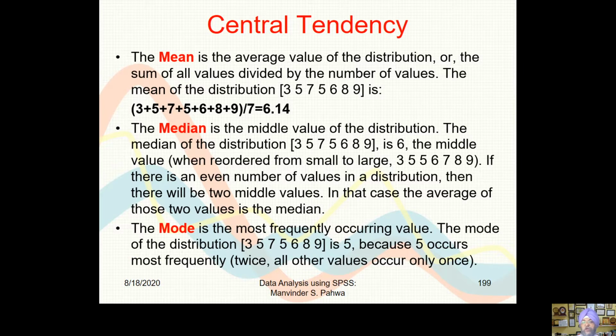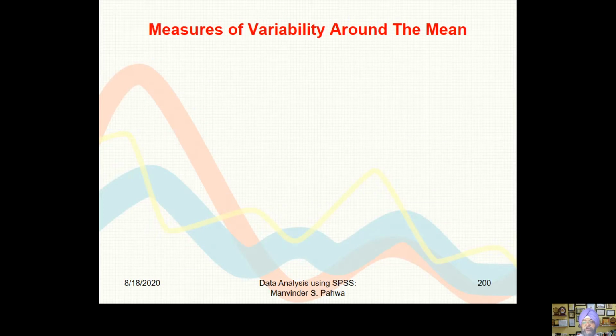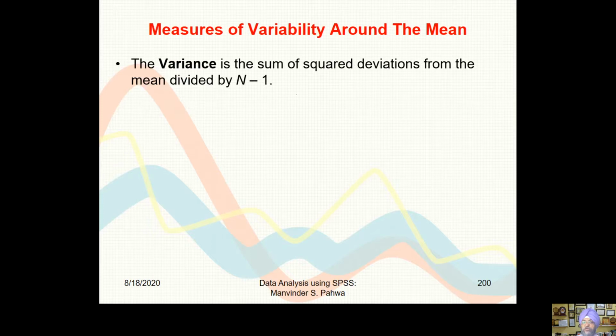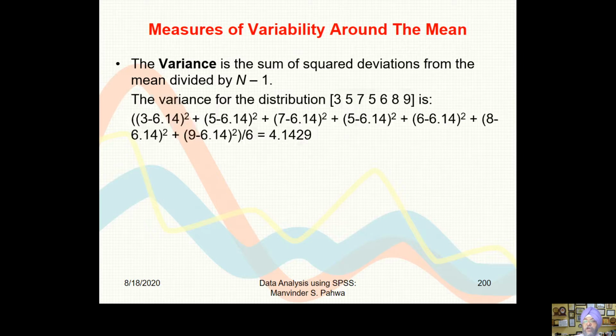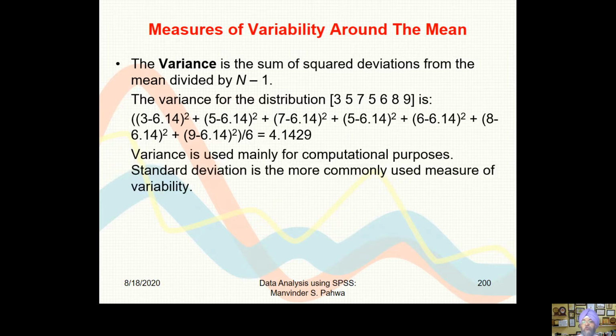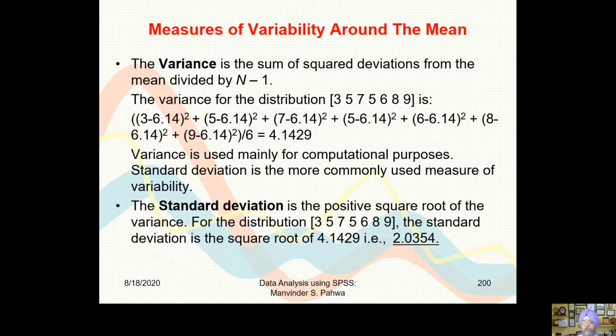These measures of central tendency are used in various places in various ways. Measurement should also be done around the variability, and the measure of variability around the mean is called variance. The sum of squared deviations from the mean is divided by n minus 1, and we get the variance. Variance tells us to what extent the distribution deviates from its mean, or how wide it is. Standard deviation is the positive square root of the variance for the distribution. Here we have arrived at various measures of variance and standard deviation.